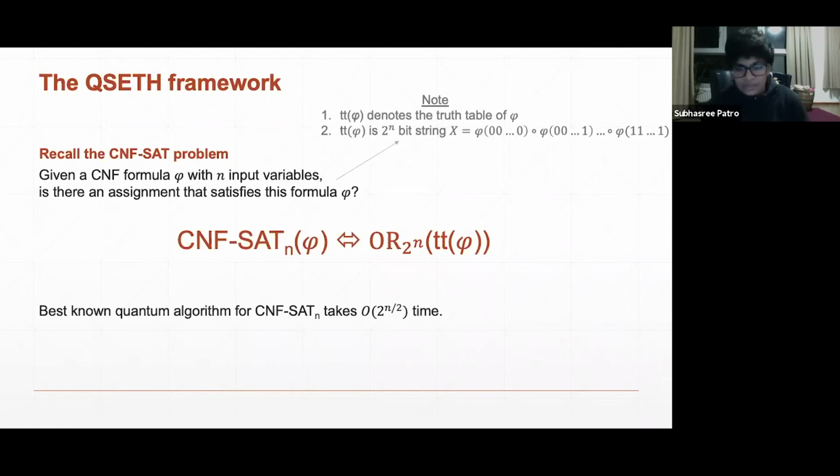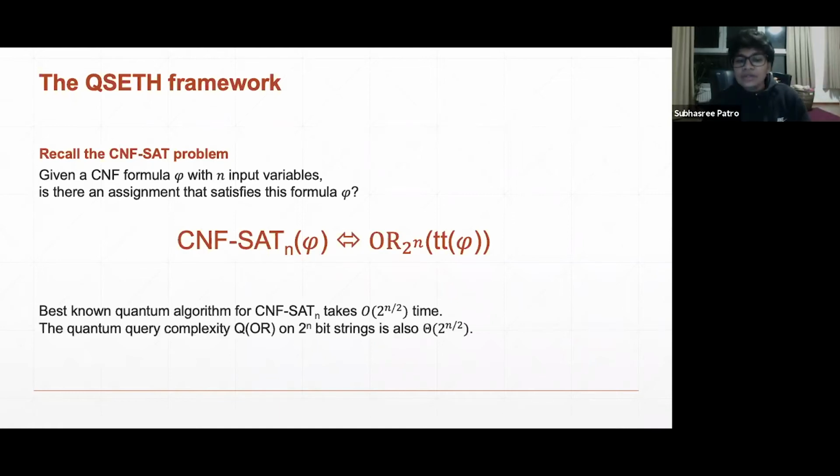Now we know the best known quantum algorithm for CNF SAT takes order 2 power n by 2 time, because we could Grover over all possible assignments, right? Now we know the quantum query complexity of this OR property on a 2 power n bit string is also 2 power n by 2. Okay, I will explain why we are discussing this.